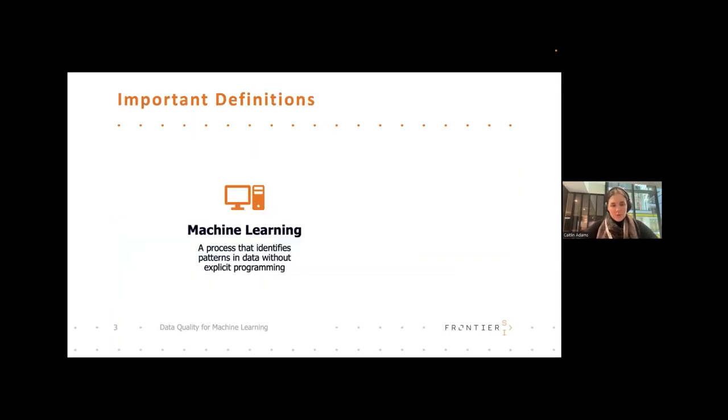I think it's important to start with what machine learning and a training data set actually are. How I tend to define machine learning is any process that identifies a pattern in data without being explicitly programmed. If you manually write a decision tree, saying if it's greater than this, then we classify it as this, that's not machine learning. But if you show an algorithm a large amount of data and it comes to that same decision tree on its own, that would be machine learning. The training data, which is what I'm here to talk about in regard to data quality, is the data that's going into that machine learning process.